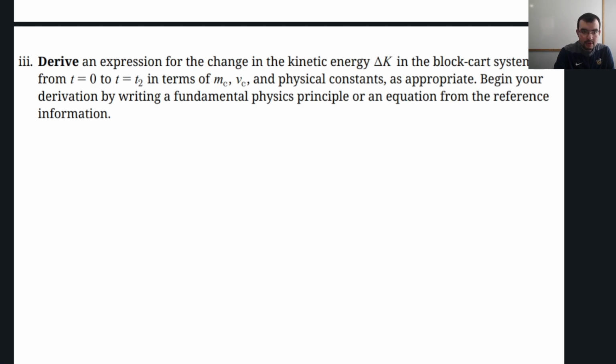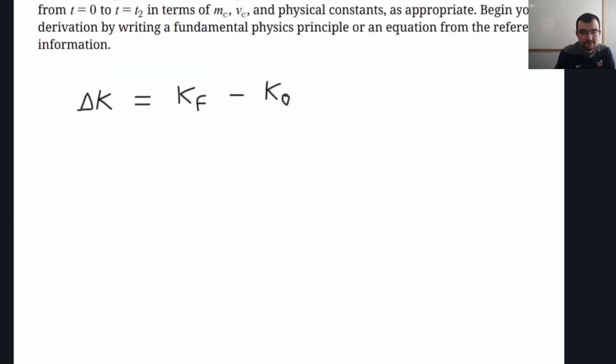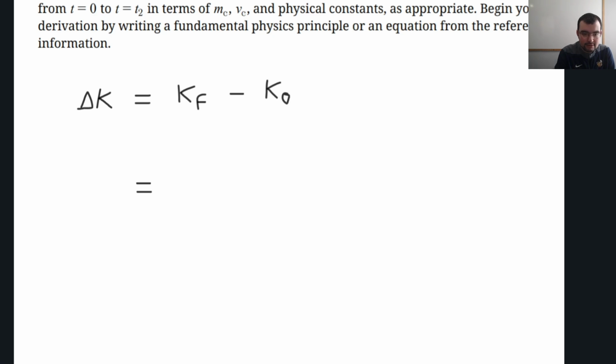Now we want to derive an expression for the change in kinetic energy of the block-cart system. Since we want the change in kinetic energy, we should use the expression for kinetic energy. If we're finding its delta, we're just going to take the kinetic energy at the end and subtract the kinetic energy at the start. For the final state, we're going to use the total mass in our kinetic energy formula. And then in the starting state, we're just going to use the cart mass in our energy formula.